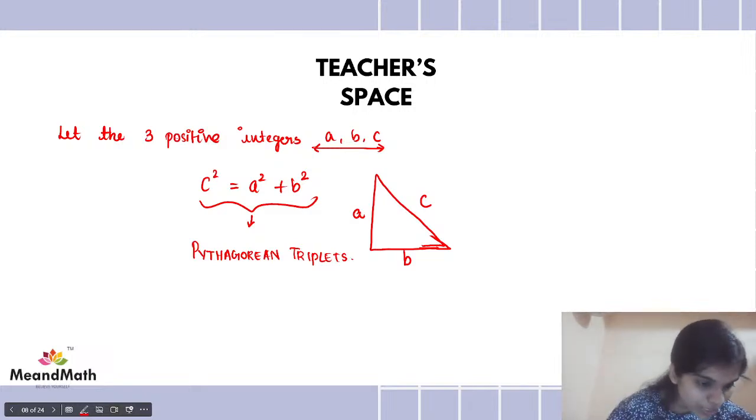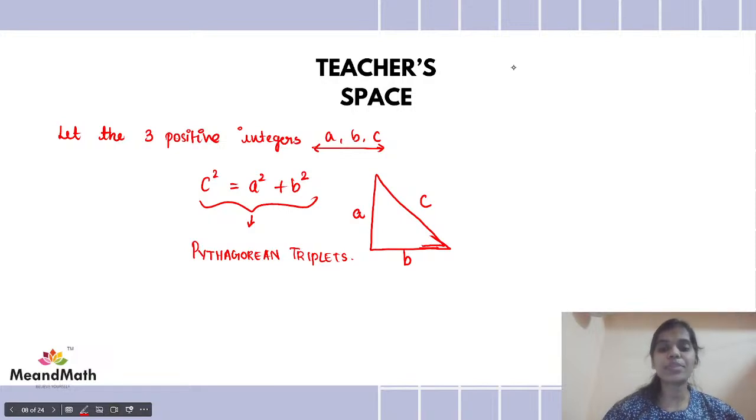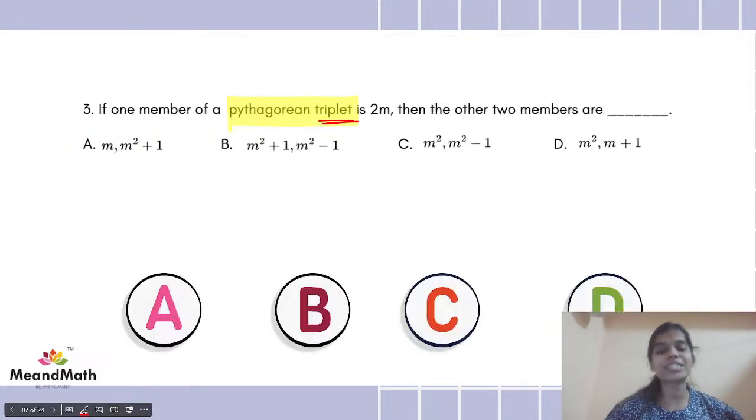Yes, m square plus 1 comma m square minus 1. Very good. Yes, so now we can start working the problem. If one member is 2m, then which other two satisfy the given option, right? If I add these two, m plus m square plus 1 doesn't result in 2m square, right? So this is not our answer.